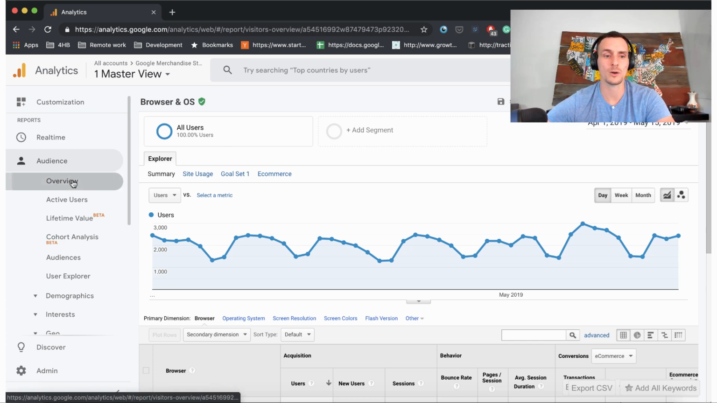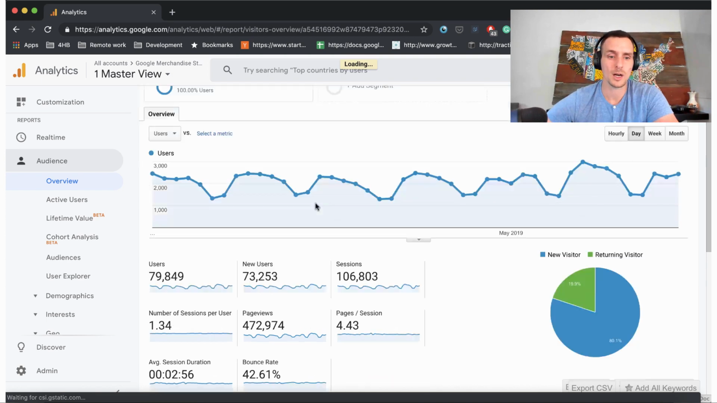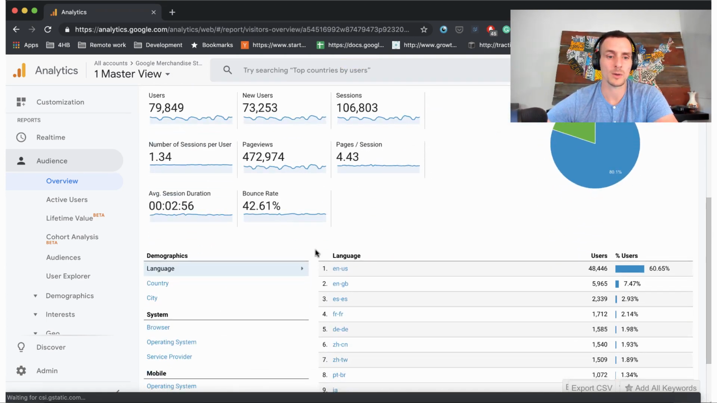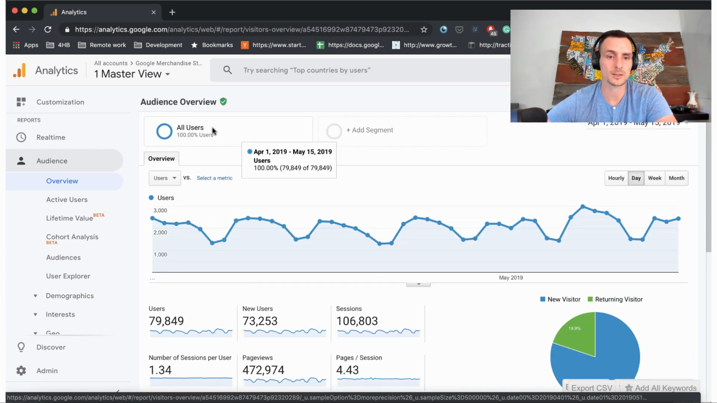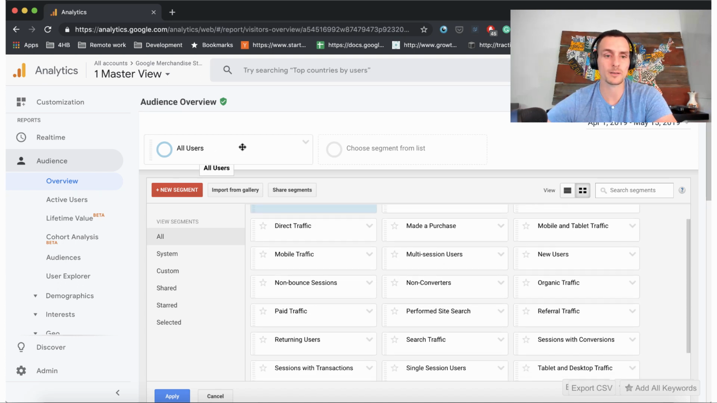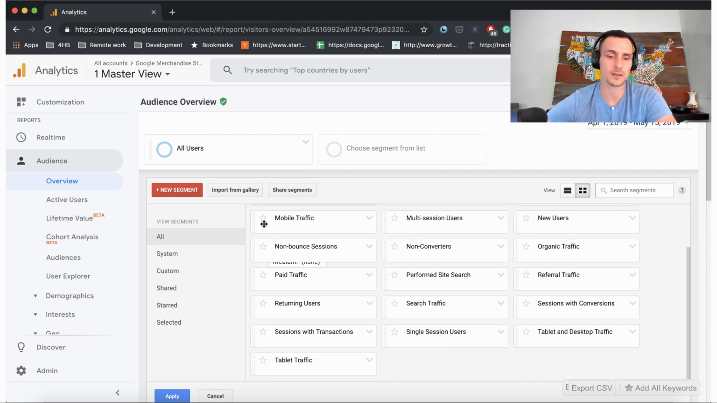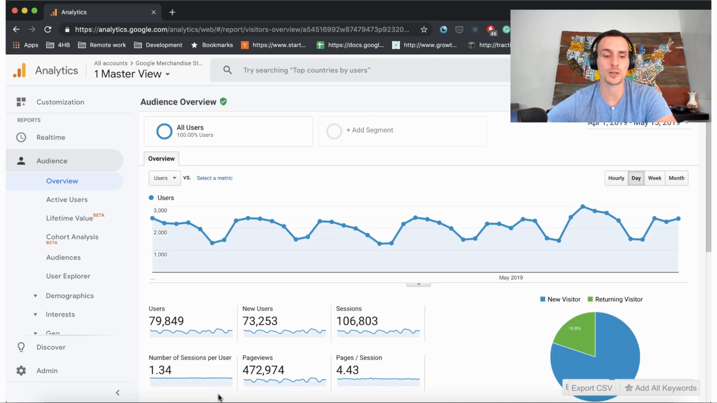And so if we go through here first, just a brief overview, we'll see on here we got sort of the language, the operating system, and we can go further into these things. We can add segments if we want to. So right now we're segmenting by all users, but if we wanted to, we could do it by organic traffic or direct traffic to get sort of a better understanding of how that traffic is functioning on our site. We're just going to keep it at all users for now.